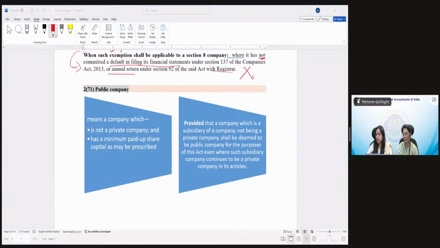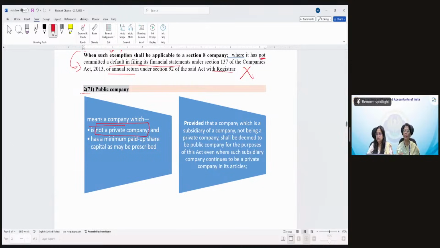So we are moving on to the next form of company, which is your public company. Yes. Now coming to the public company, this is Section 2, clause 71. Okay. Remember, it is a very simple definition. If you are aware of the private company's definition, you can easily write down the difference with the public company. Because it says it means a company which is not a private company.